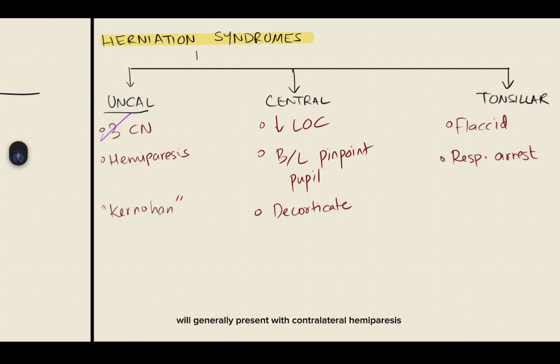These patients will generally present with contralateral hemiparesis, which can rapidly develop to bilateral decerebrate posturing. Now, there is something very interesting that is seen in those who have uncal herniation, and that is Kernohan notch phenomena. Note how I said that these patients present with contralateral hemiparesis typically.